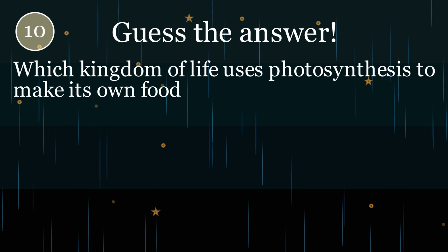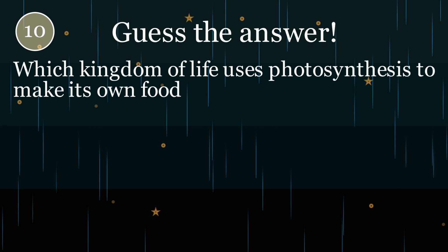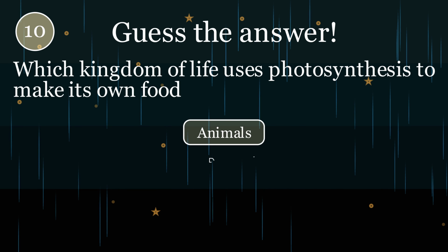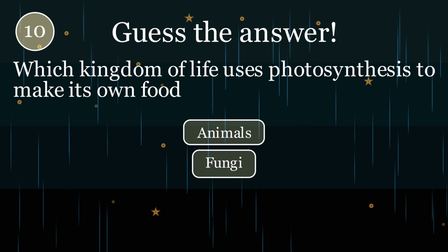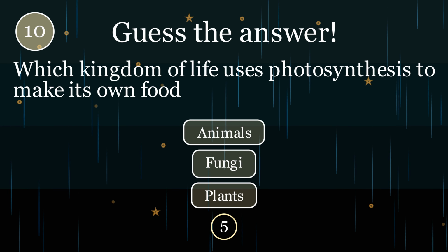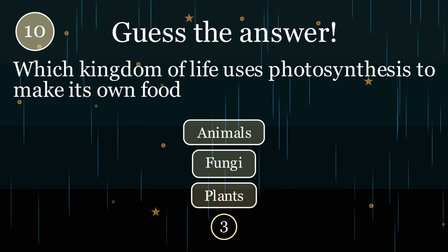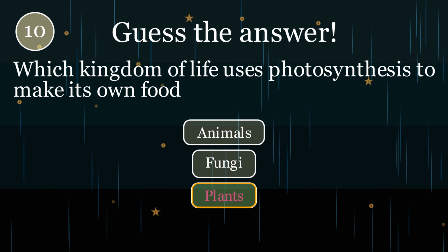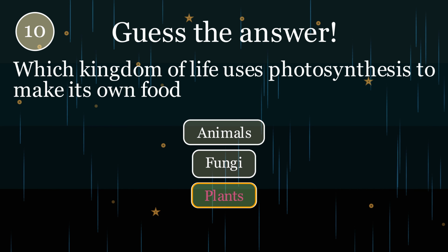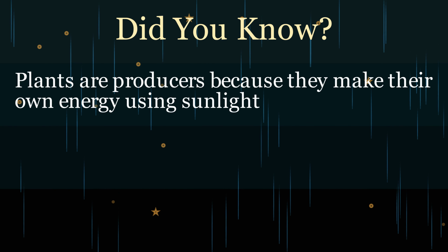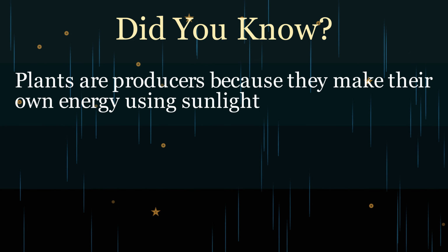Which kingdom of life uses photosynthesis to make its own food? Animals. Fungi. Plants. The correct answer is plants. A quick fact for you, plants are producers because they make their own energy using sunlight.